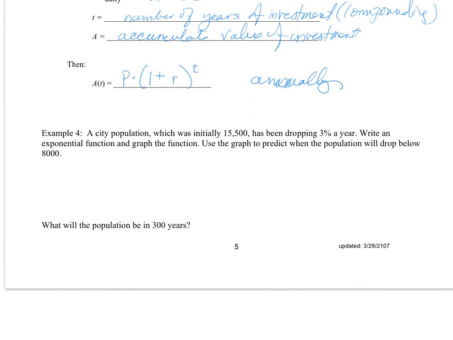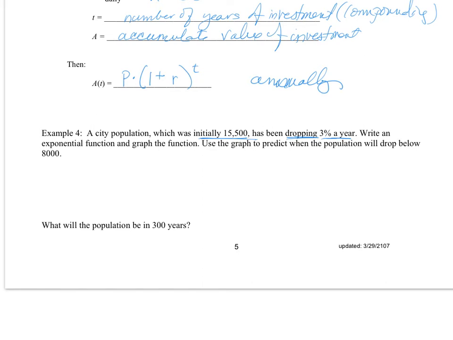Now, let's look at an example. A city population, which was initially 15,500, has been dropping 3% a year. Let's say we want to write an exponential function and graph it, and then use the graph or the table of values to predict when the population will drop below 8,000.